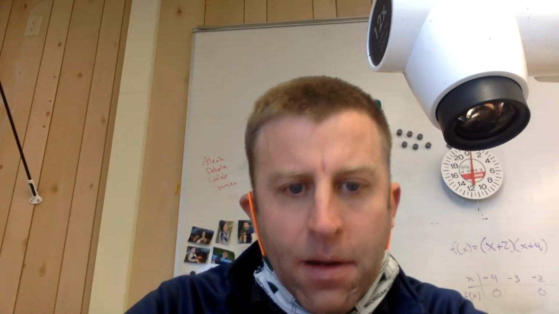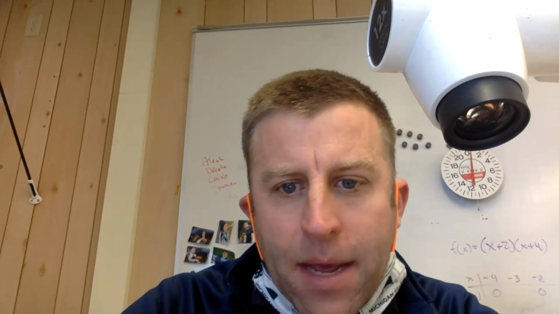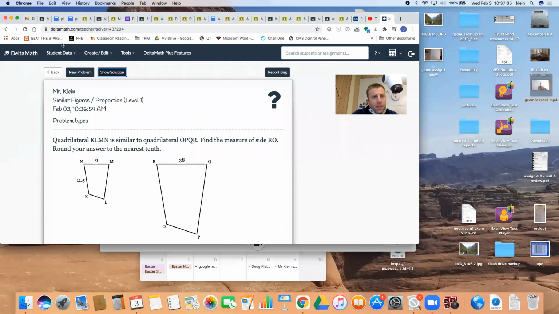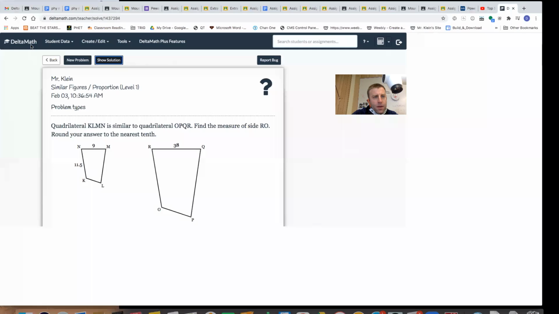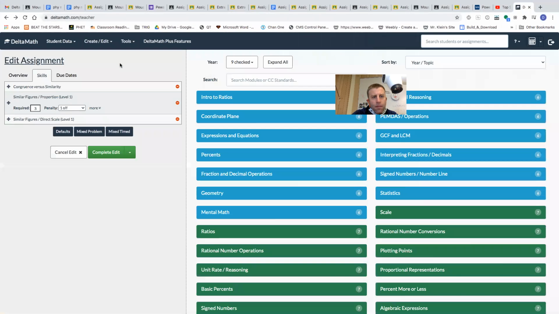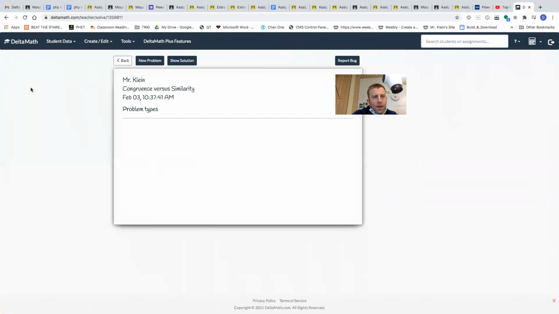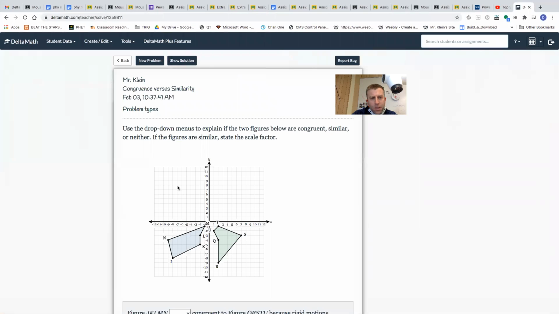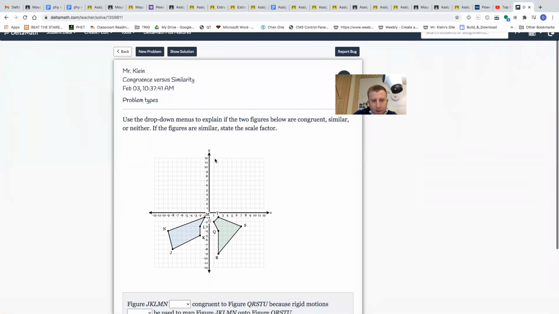All right, if you guys need a little guidance on that delta math, I'll walk you through some of these examples here. For this first section, it relates back to these rigid motions, reflection, rotation, but also dilating. So you're supposed to tell if the two figures are congruent.